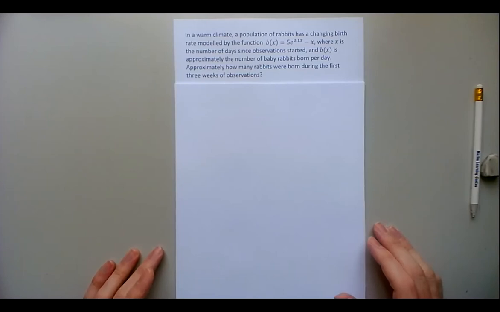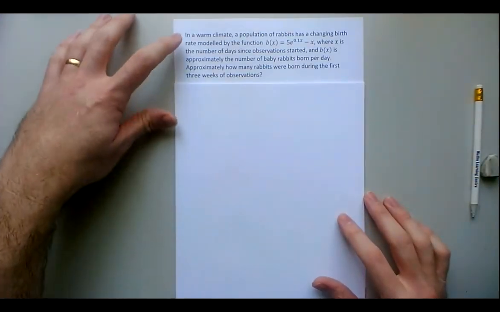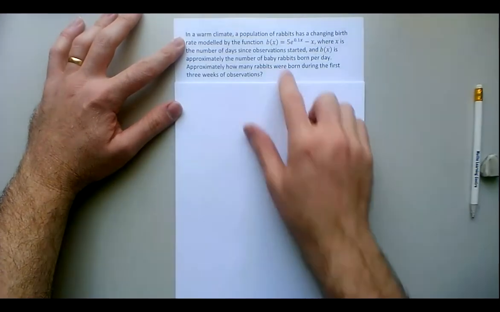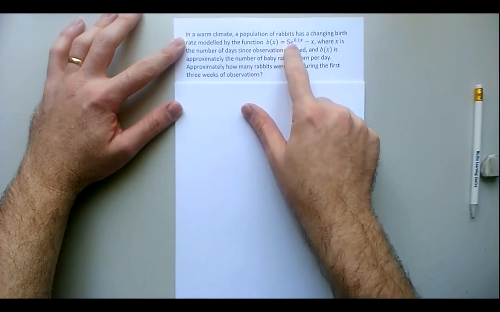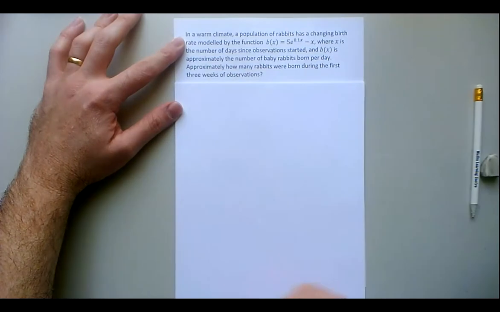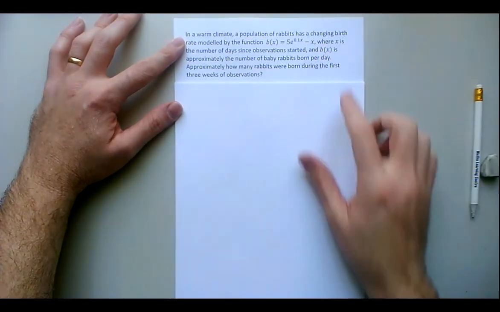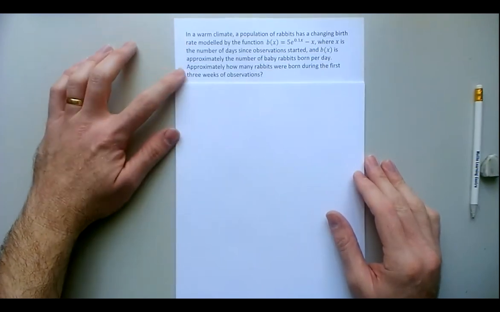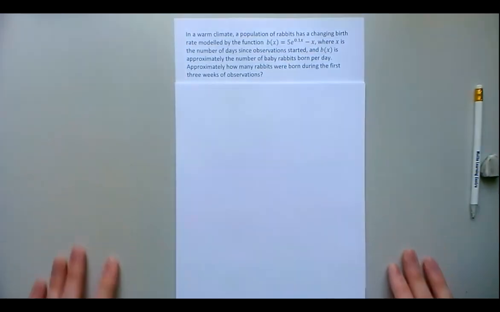I've got a problem here with lots of words. Let me give it a read. In a warm climate, a population of rabbits has a changing birth rate modeled by the function b of x, which is equal to 5e to the 0.1x minus x, where x is the number of days since observation started and b of x is approximately the number of baby rabbits born per day. Approximately how many rabbits were born during the first 3 weeks of observations?